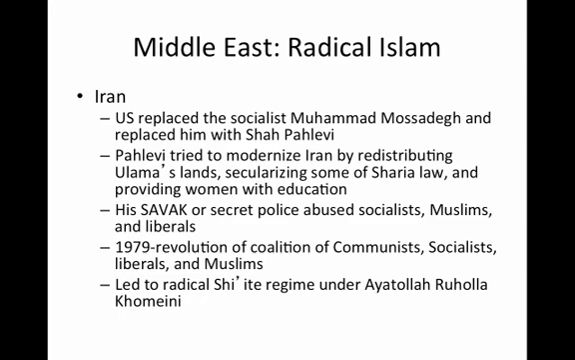In Iran, it was just the opposite. In the 1950s, the United States replaced the socialist Mohammad Mossadegh with Shah Pahlavi. Pahlavi tried to modernize Iran by redistributing the ulama's lands, secularizing some Sharia law, and providing women with education. His secret force called the Savak abused socialists, Muslims, and liberals, and in 1979 this led to a revolution in which a coalition of communists, socialists, liberals, and Muslims replaced Shah Pahlavi.